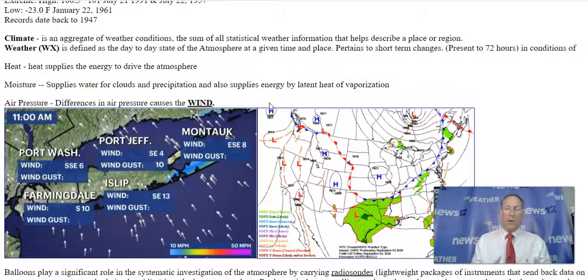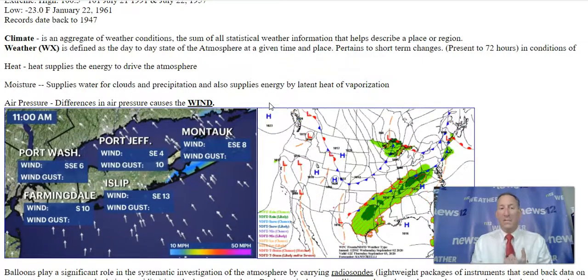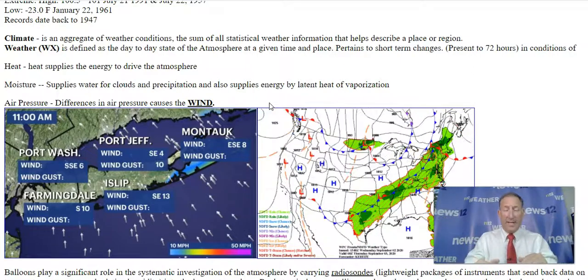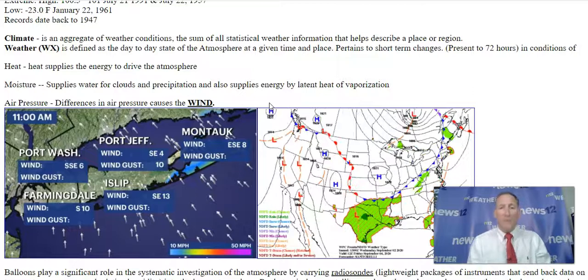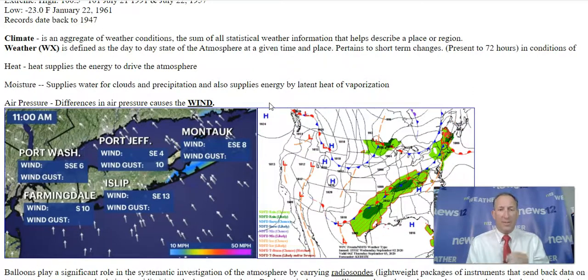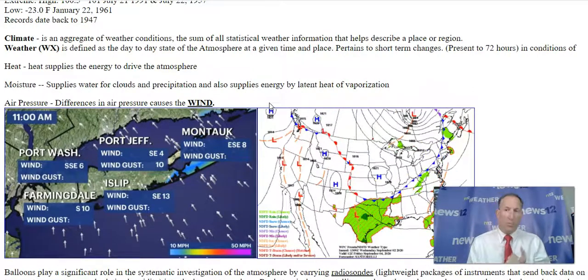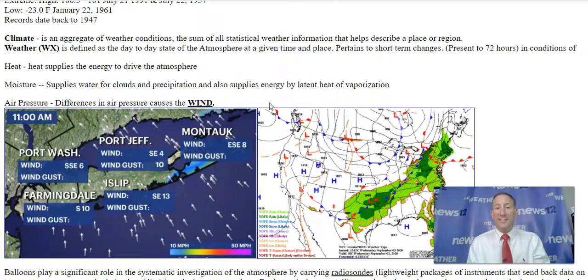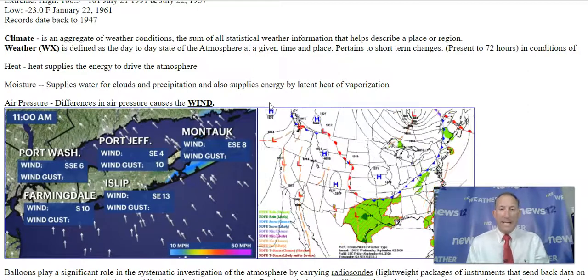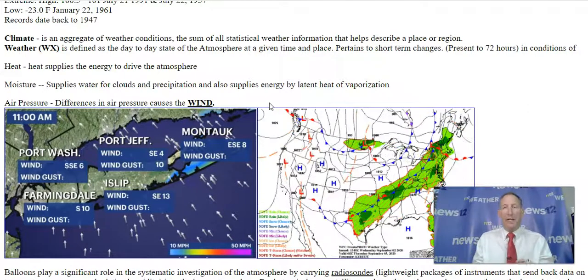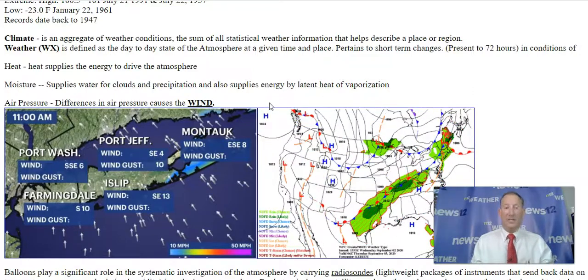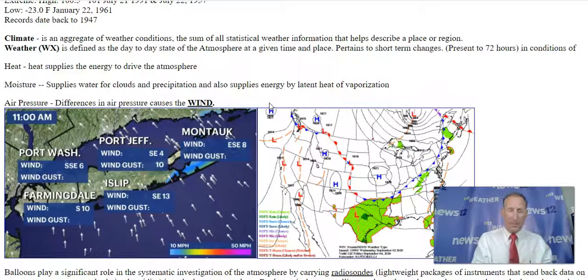All right, a couple of terms we need to know. Heat. Heat supplies the energy to drive the atmosphere, and we get that energy, or that heat, from the sun. Remember, the sun's rays come in, and we're going to talk a lot more about that in Chapter 2. Moisture. Moisture supplies water for clouds and precipitation. It also supplies energy by latent heat of evaporation. That energy will help air to rise, to get the evaporation, the condensation, the clouds and precipitation.